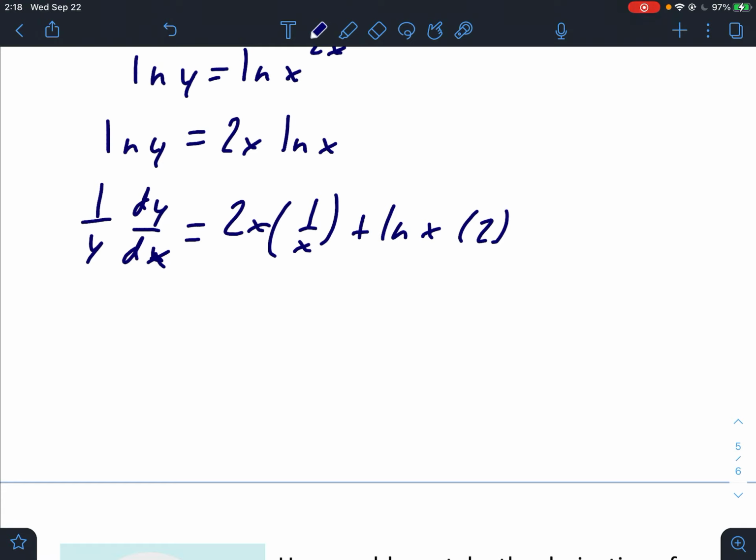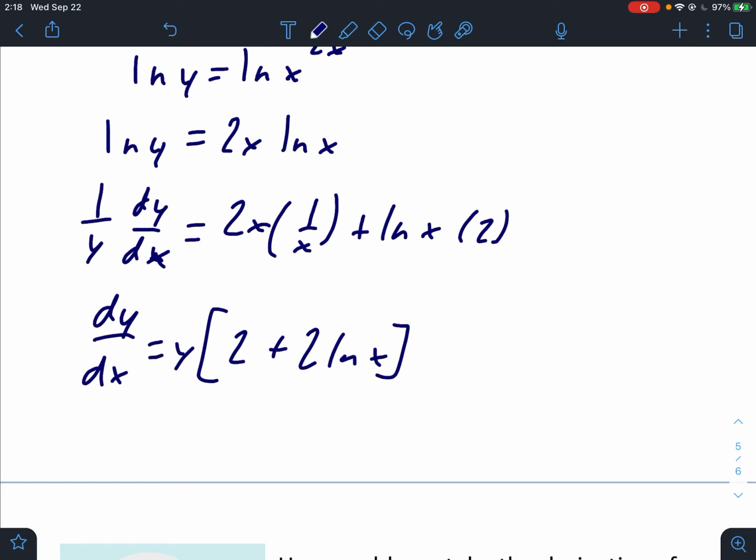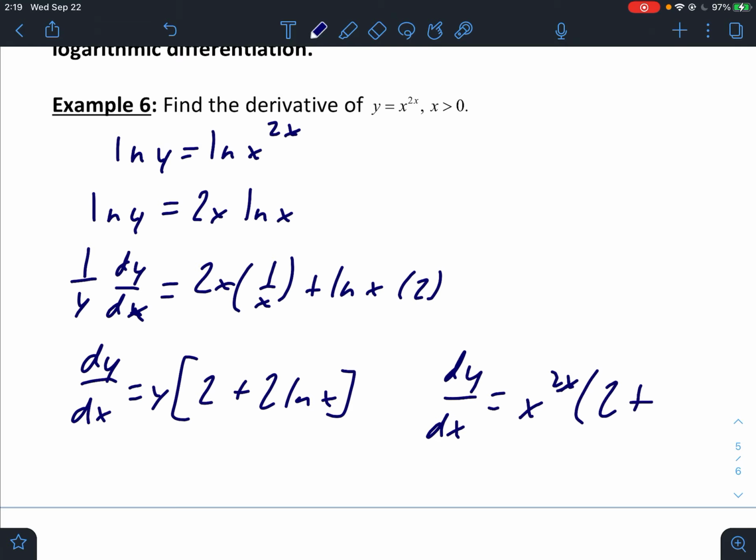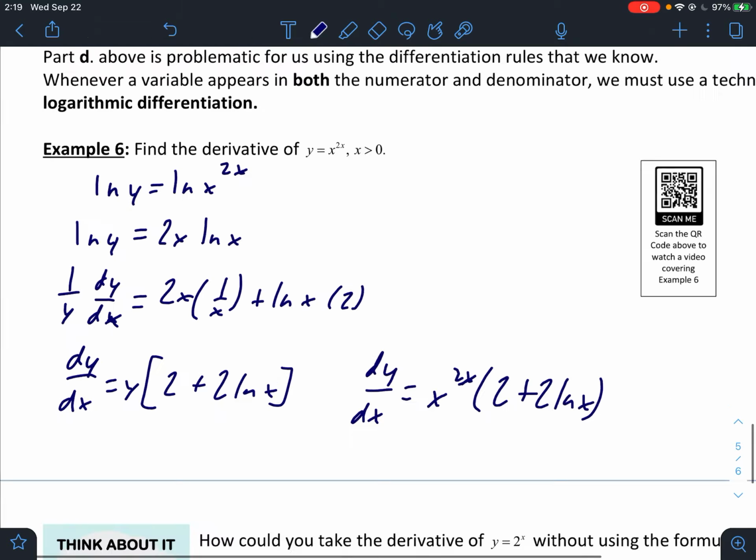Multiply both sides by y, and we get dy/dx equals y times, now I'm going to clean this up a little bit, 2x times 1 over x is 2, plus 2 ln x. And what is y? Well, y is x to the 2x. So I can write my final answer as x to the 2x times (2 plus 2 ln x). Not too bad.